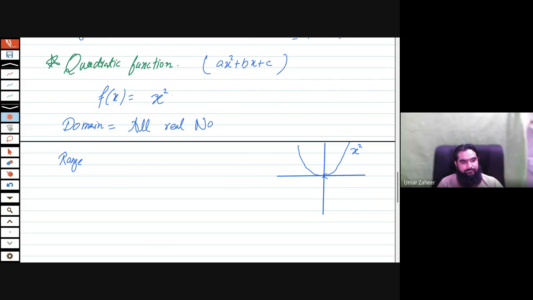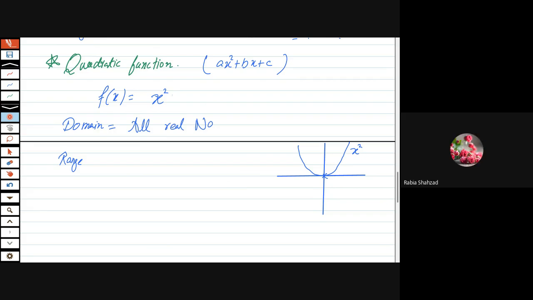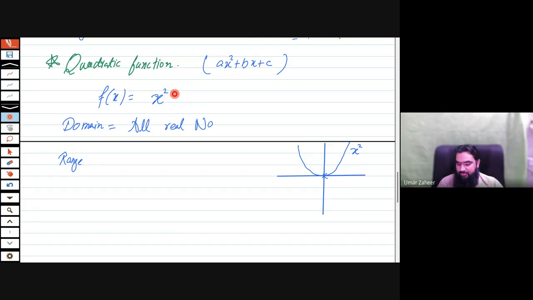The output is all real numbers. Only positive values? Yes, because if you substitute any positive or negative value, any value, the answer that it gives you will always be positive, because the upper value of the x-axis is always positive. So it will always be positive.